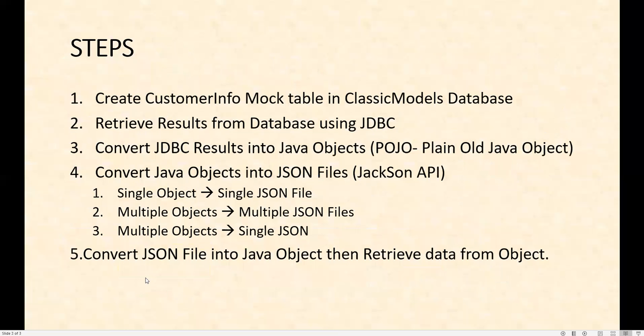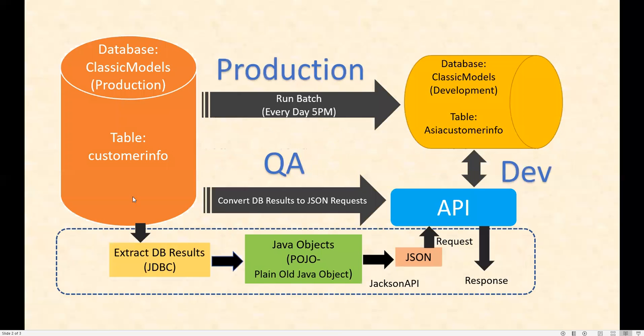All right, so let's see the step-by-step process. First, we need to create a customer info mock table in the classic models database, and then we'll retrieve the result from the database using JDBC. This is the first task which we need to do. After that, we'll see how to convert to the objects and JSON format, all these things. So this is the portion I'm going to cover in this video.